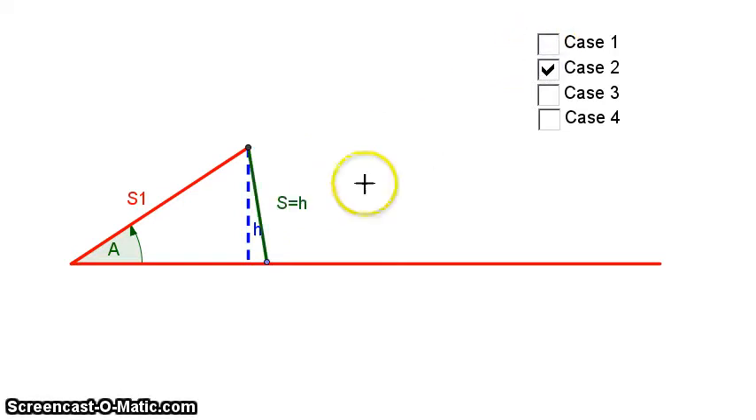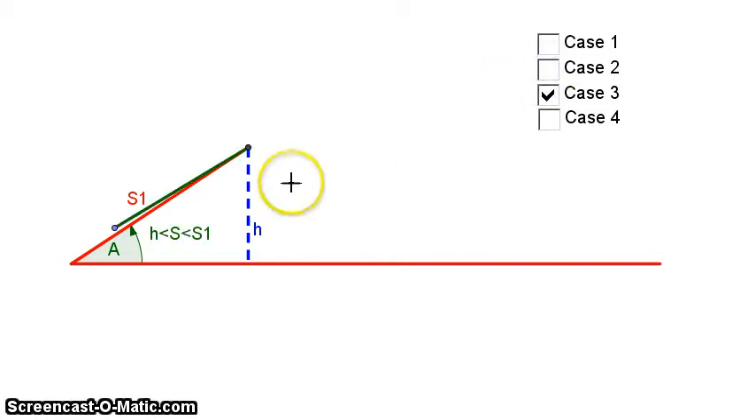In the next case, I have the situation where this first side that's given is exactly the same length as the height. And in that case, there's only one place where it reaches the base, and that's along the height. And so when the first side that's given is equal to the length of the height, I end up with a right triangle. So that would be this case here.